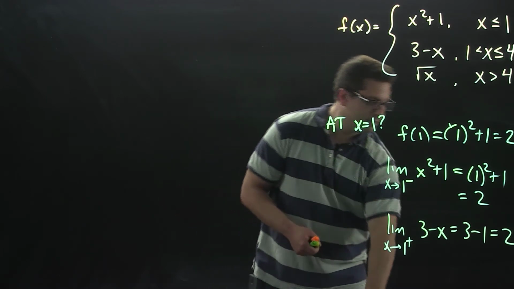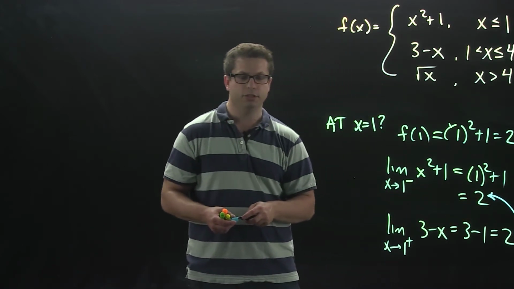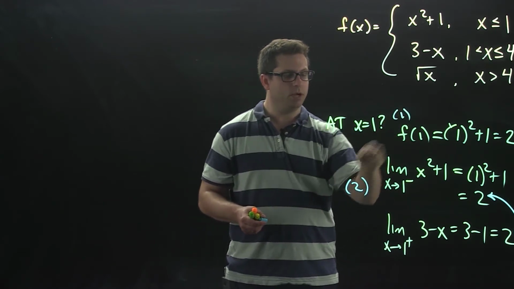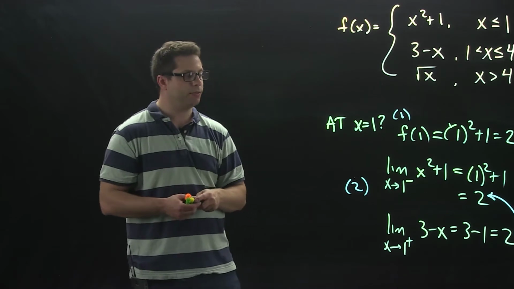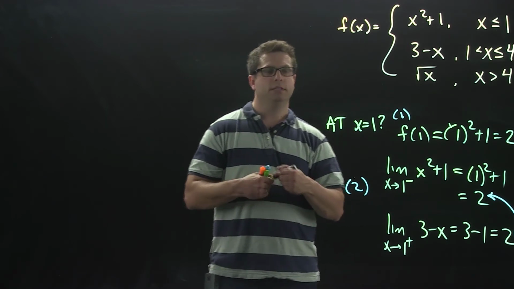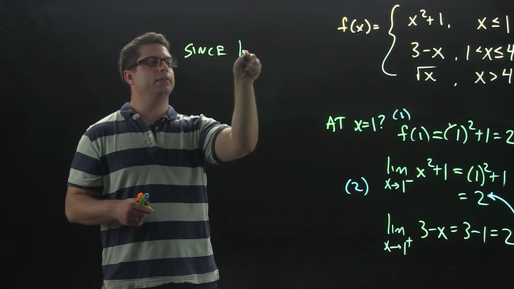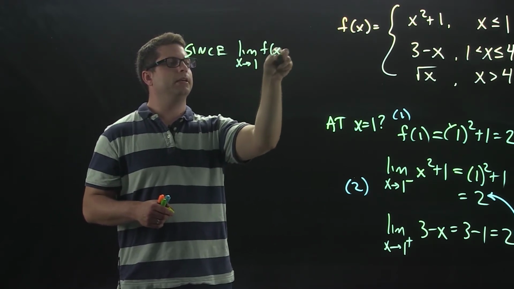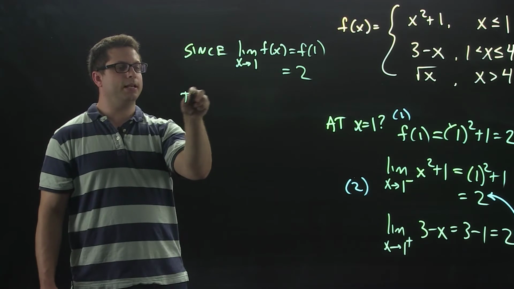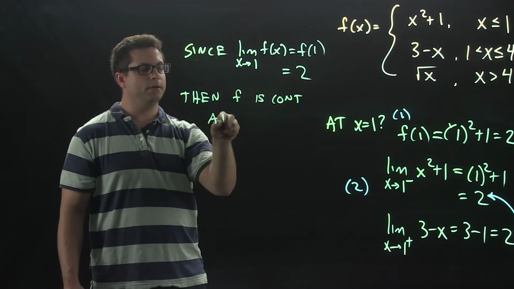And what you see is that the right-hand limit and the left-hand limit match, and so that means the general limit matches as well. So this was condition 2. This was condition 1. Both are satisfied. Let's move on to condition 3. Does the function value and the limit match? And they do. So let's write that down somewhere. So since the limit as x approaches 1 equals f of 1, which again is 2, then we are continuous at 1.